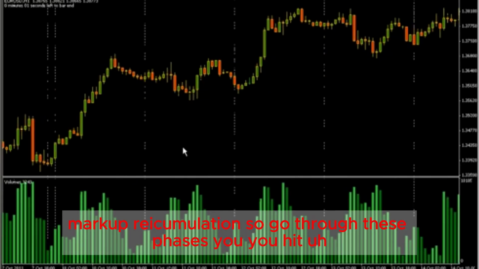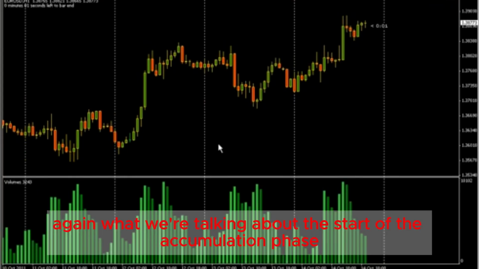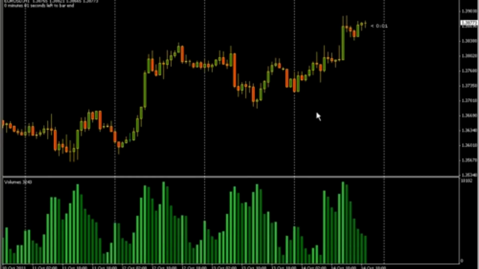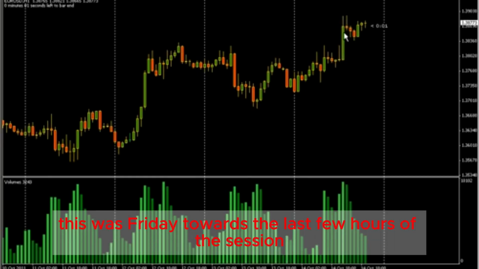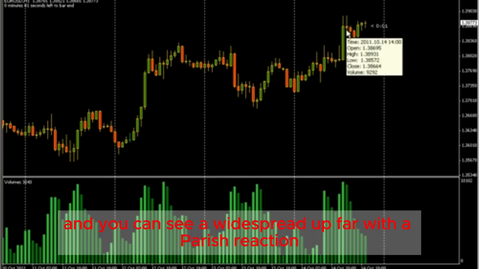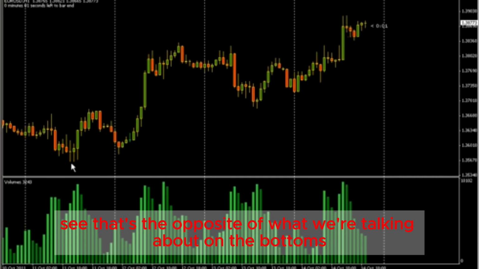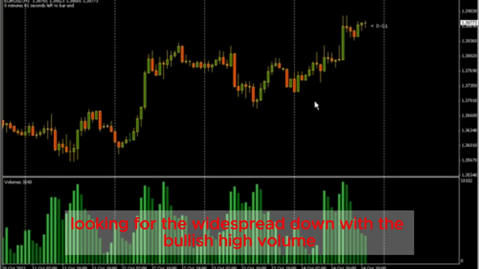You hit, again, we're talking about the start of the accumulation phase, the start of the distribution phase. And that is possibly happening here. This was Friday, towards the last few hours of the session. And you can see a widespread up bar with a bearish reaction. That's the opposite of what we're talking about on the bottoms, looking for the widespread down bar with the bullish, high volume.